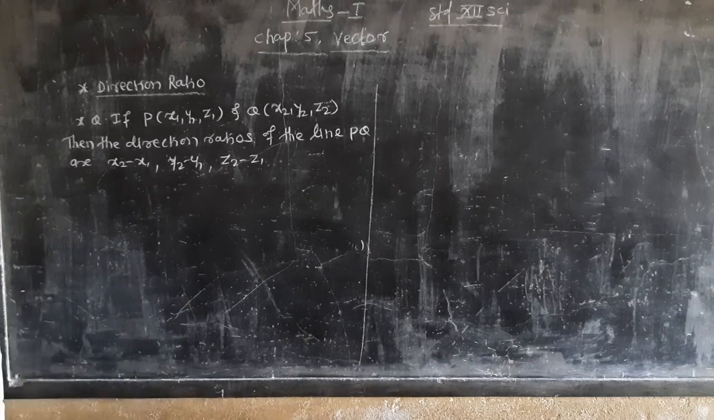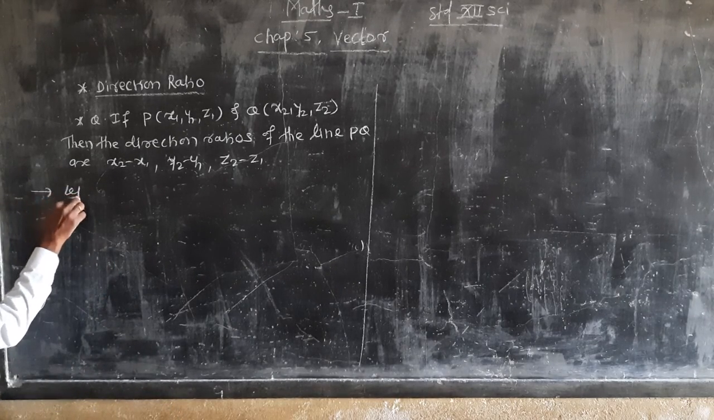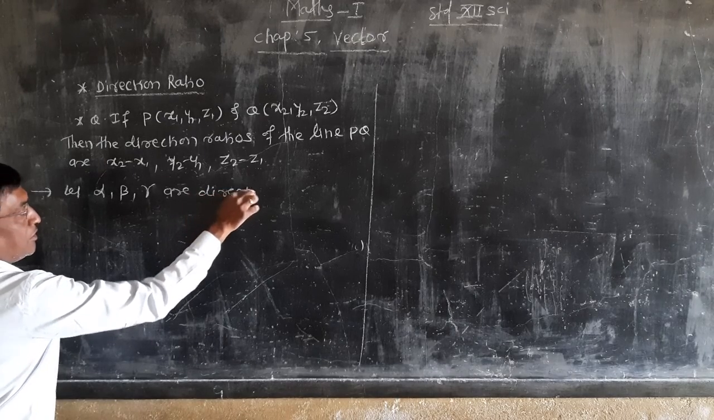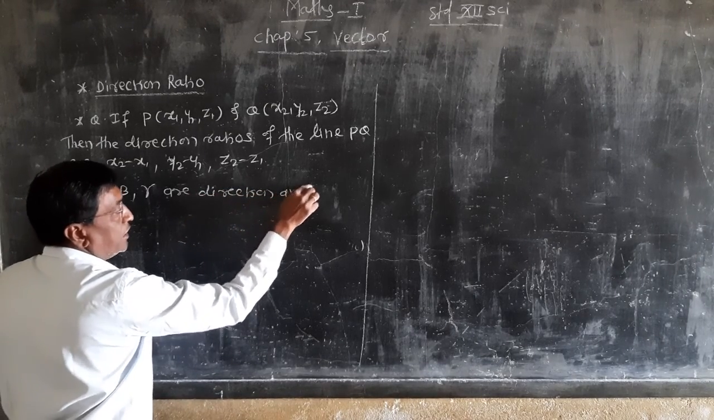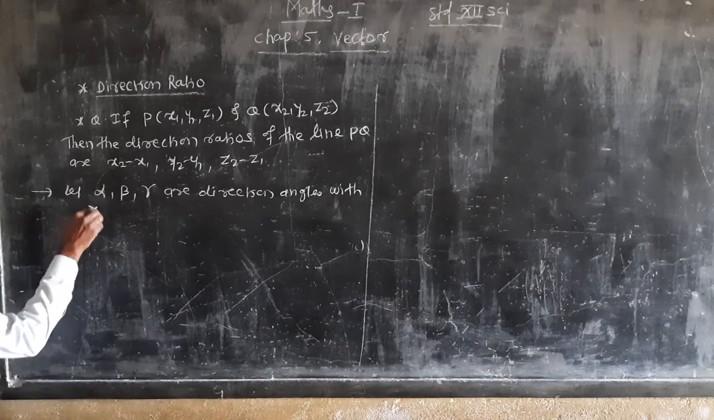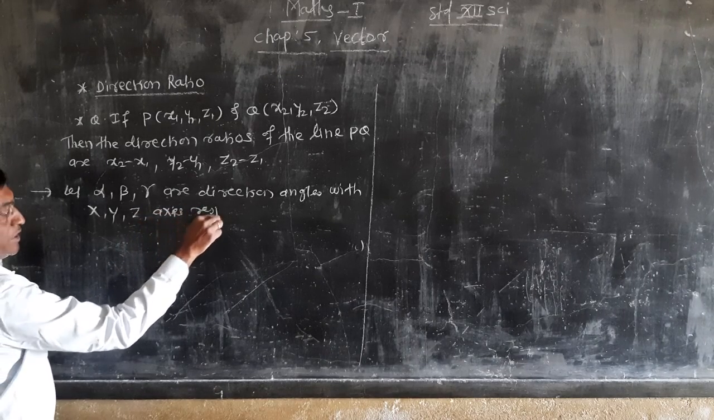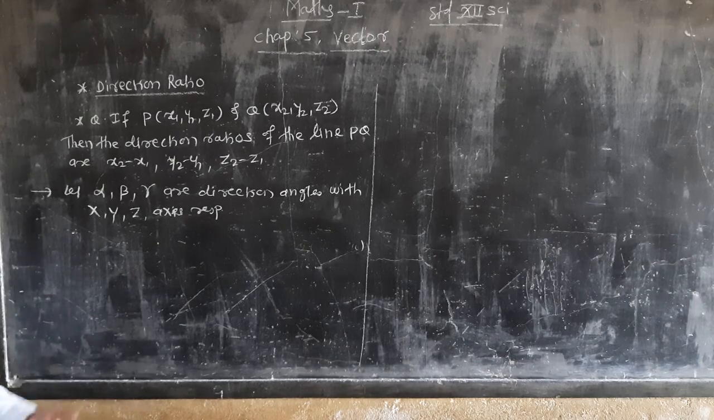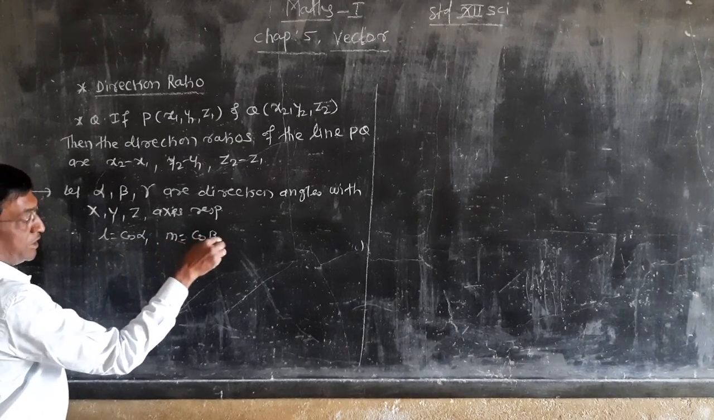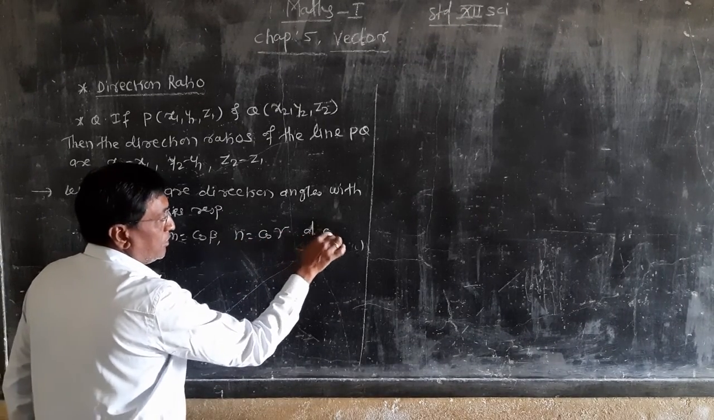So how to prove this? See, students, first of all we will prove this. The first statement is: let alpha, beta and gamma be the direction angles with the x-axis, y-axis and z-axis respectively. Therefore l is equal to cos alpha, m is equal to cos beta, and n is equal to cos gamma are its direction cosines.